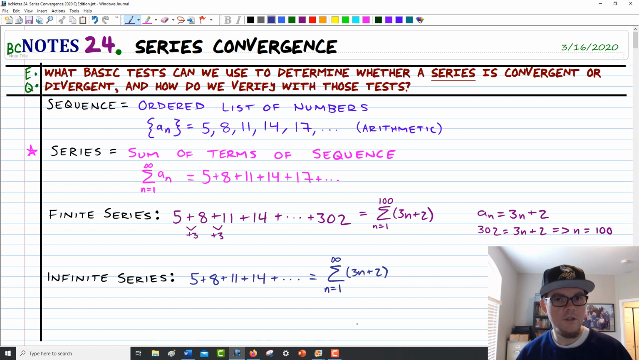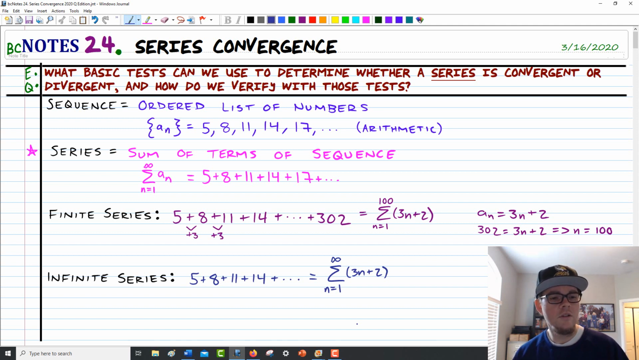Although there might be a lot of terms, there are very clean ways that we can determine the sum of a finite series. Whereas with infinite series, obviously adding up all infinity terms would take us our entire lives. So that's not necessarily a good option for us. And instead we'll need to develop other techniques to determine whether or not a series will do things like converge or diverge. So that's going to be our focus for the lesson here.